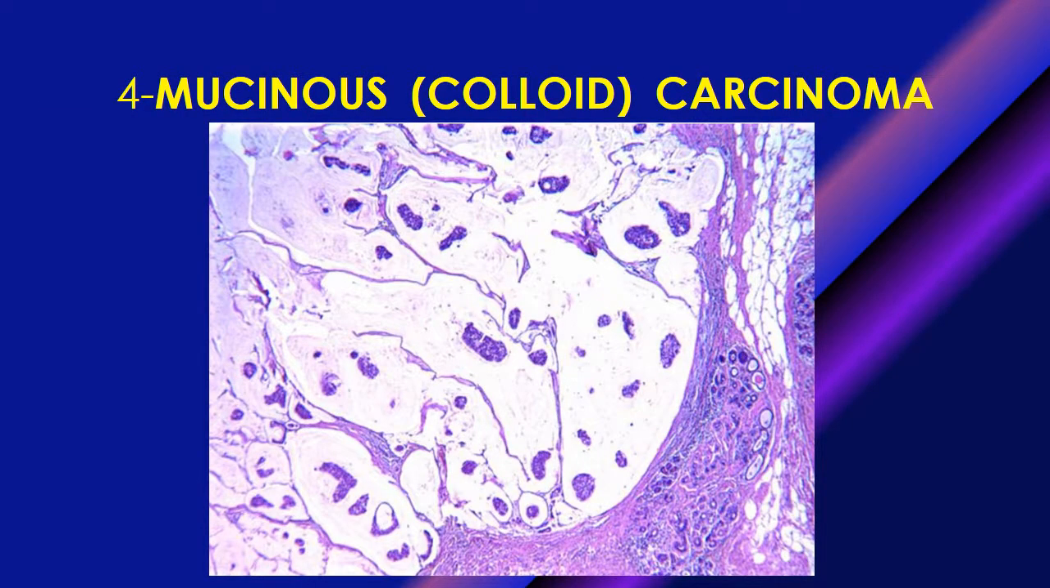Fourth, mucinous colloid carcinoma. Mucinous colloid carcinoma is usually soft and gelatinous because of the presence of mucin pools that create an expansile circumscribed mass. This slide shows a microscopical picture of a mucinous carcinoma. The tumor produces an abundant amount of extracellular mucin.